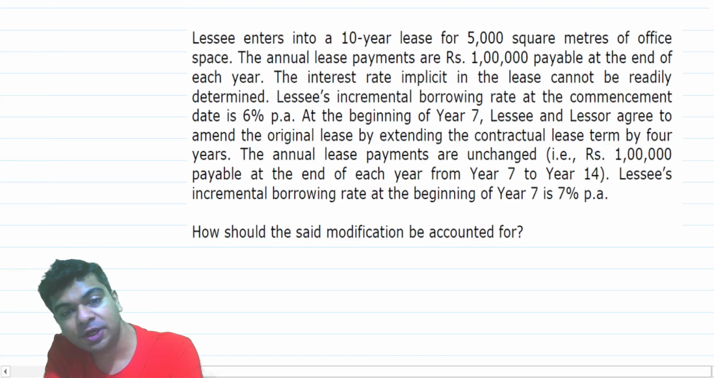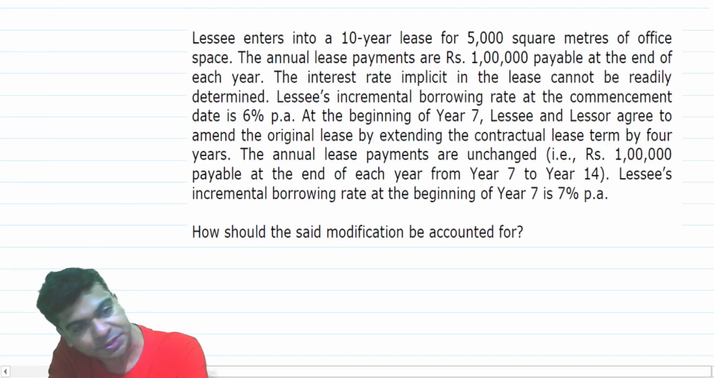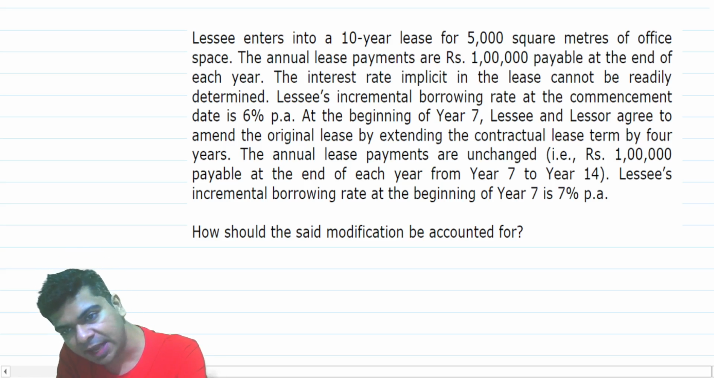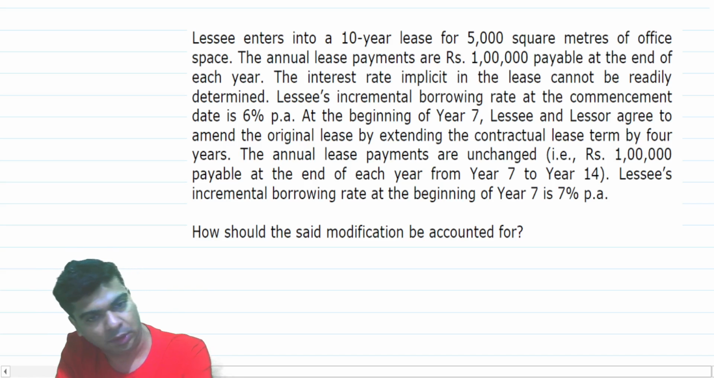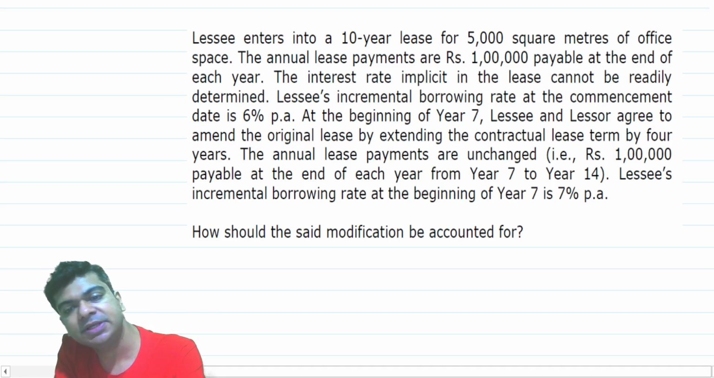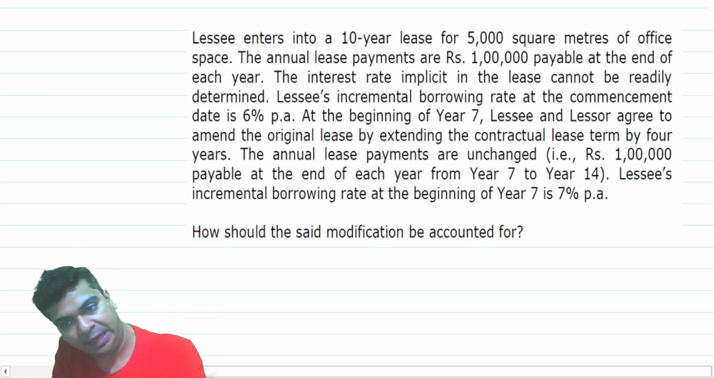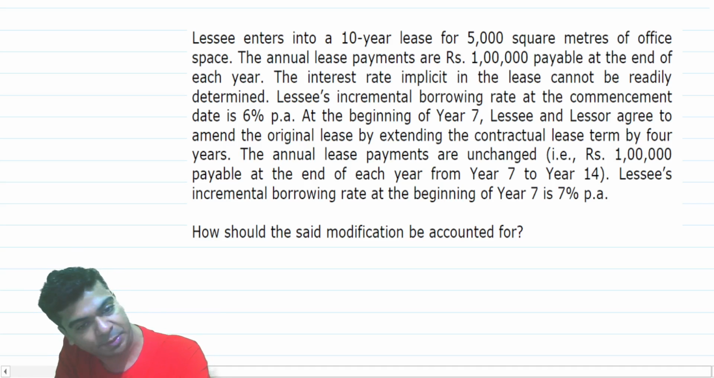Lessee enters into a 10-year lease for 5,000 square meters of office space. The annual lease payments are rupees 1 lakh payable at the end of each year. The interest rate implicit in the lease cannot be readily determined. Lessee's incremental borrowing rate at the commencement date is 6% per annum.